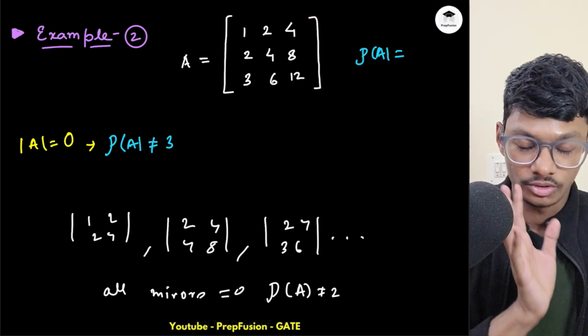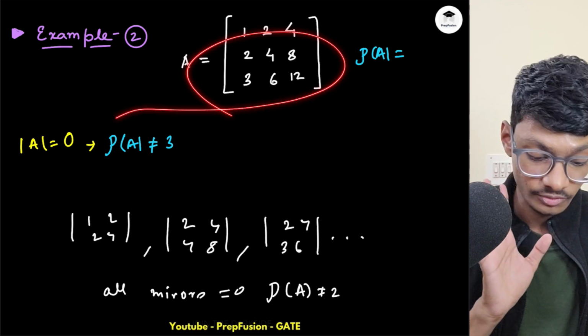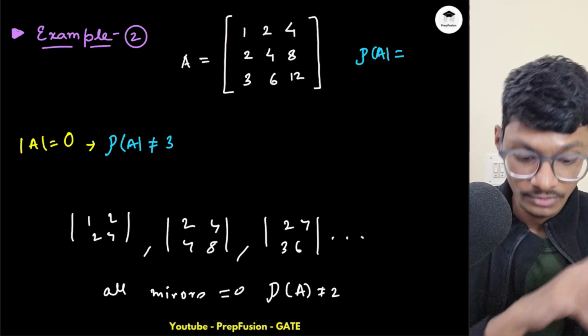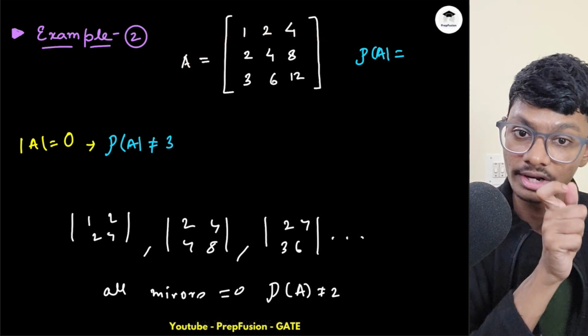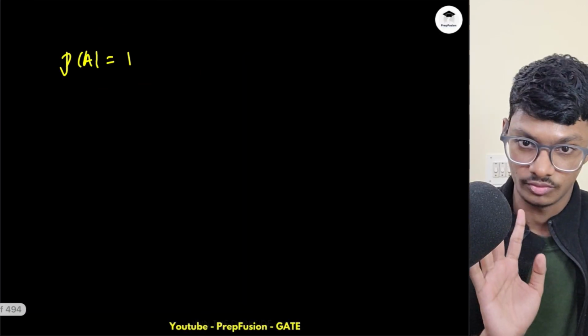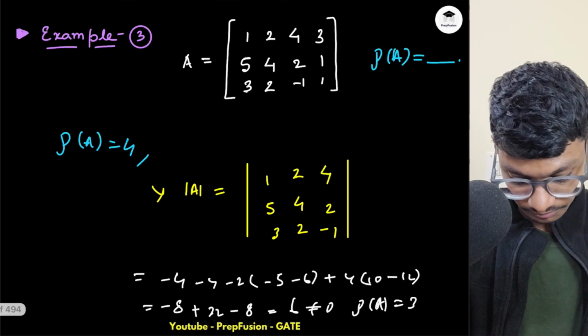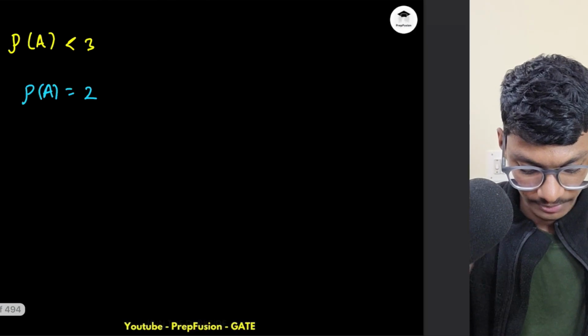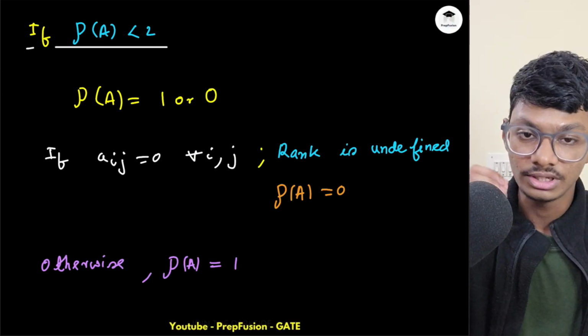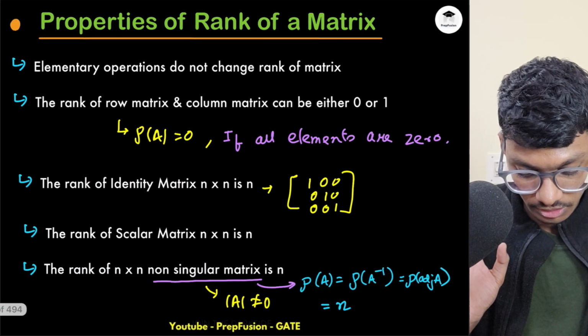Even if all the elements were 0 over here, then only the rank can be 0, else it cannot be equal to 0. Even if one element is non-zero, then the rank will always be at least 1. Okay, so that is one thing. Then we did a few more examples just to understand the concept of rank with the minor method. It took a lot of time.